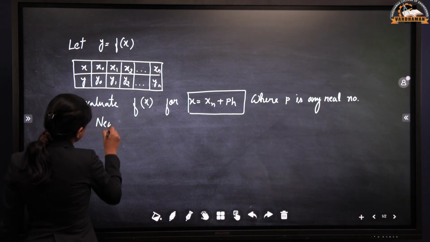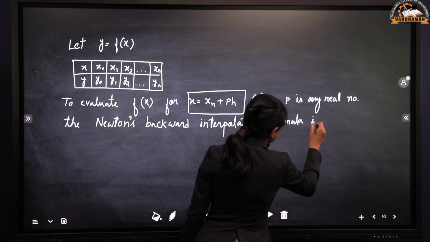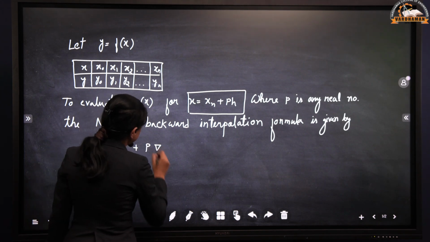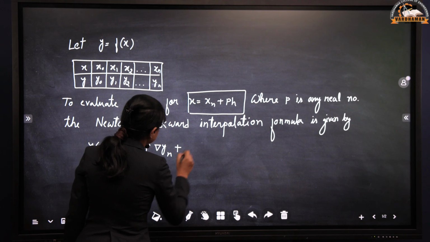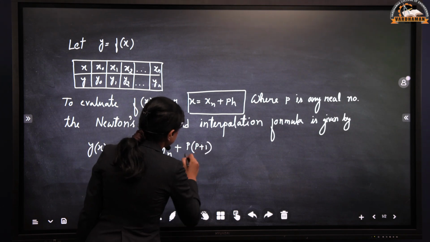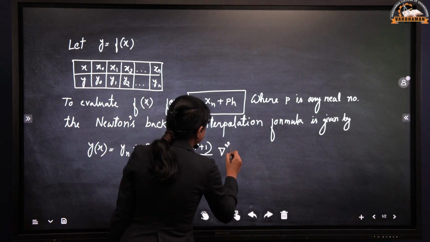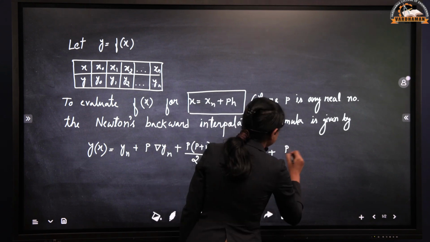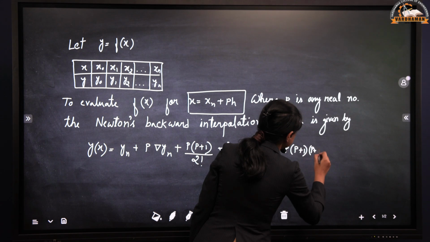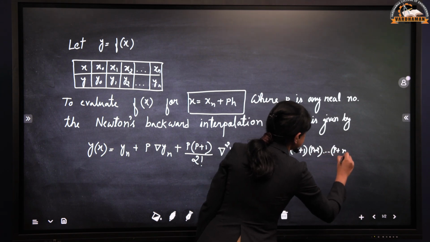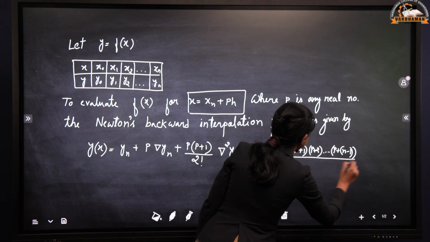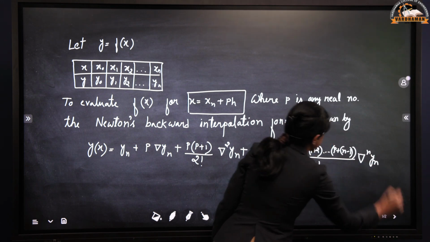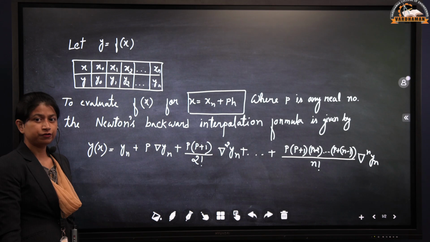Newton's backward interpolation formula is given by yx is equal to yn plus p into the first backward difference of yn, plus p into p plus 1 by 2 factorial, second backward difference of yn, plus so on, plus p into p plus 1, p plus 2 and so on p plus n minus 1 by n factorial into the nth backward difference of yn. So this is Newton's backward interpolation formula.